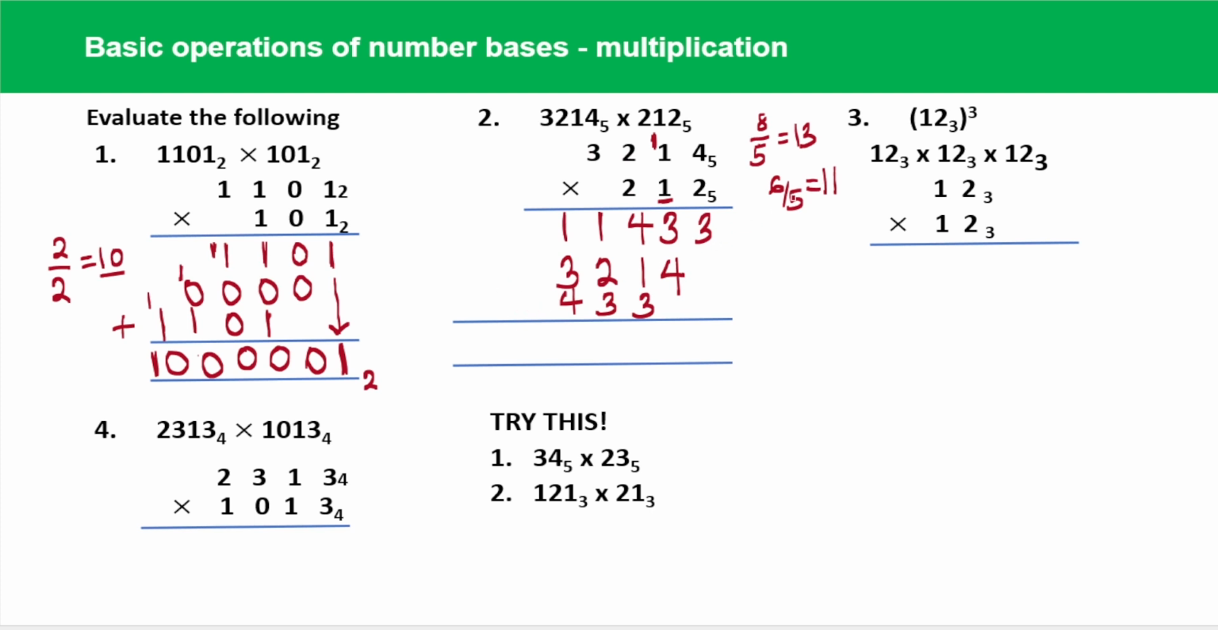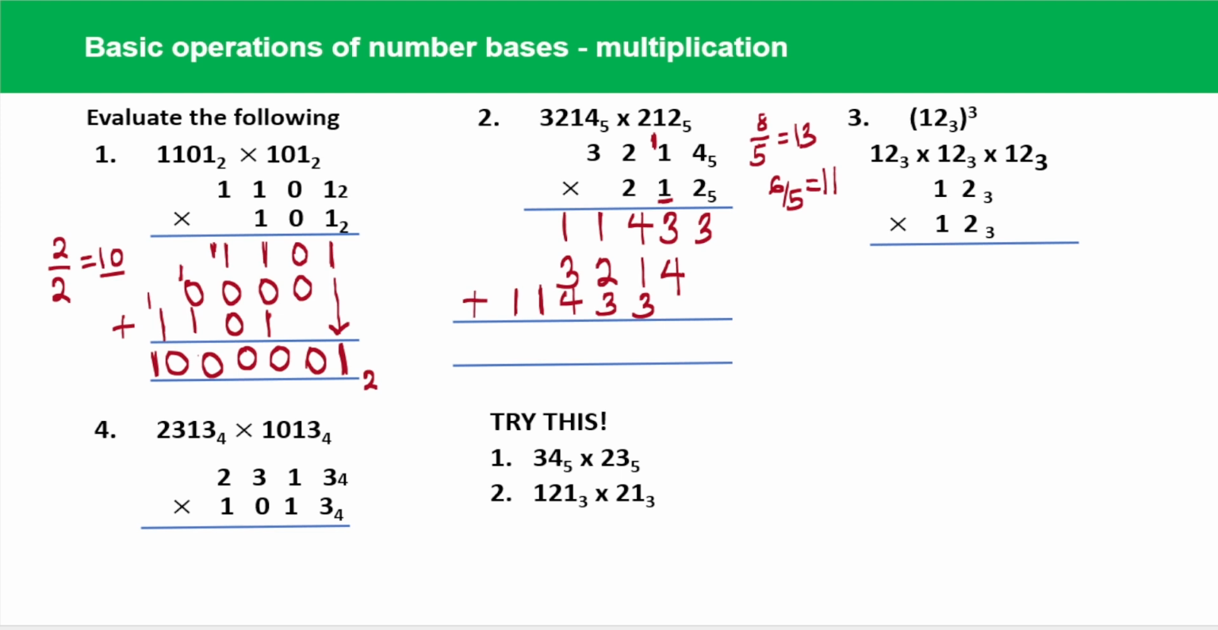6 again is more than our base, so it will be wrong for me to write 6 here. So what do? Again, I do 6 divided by 5, that will be 1, remainder 1. So I write 1. Since there's nowhere to carry the whole, which is 1, I place it here. So 1, 1, 4, 3, 3. That will be the result for the third line of multiplication.